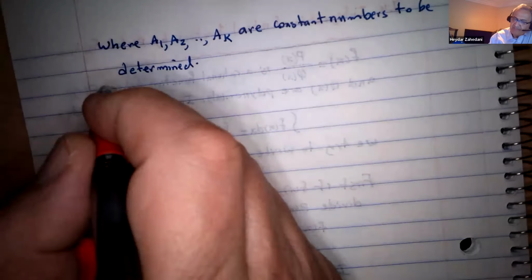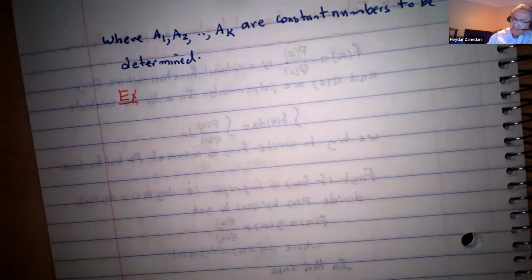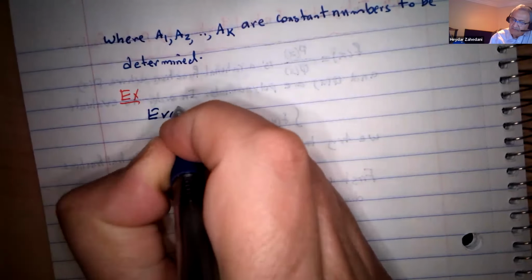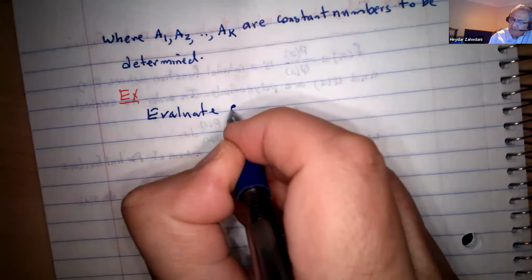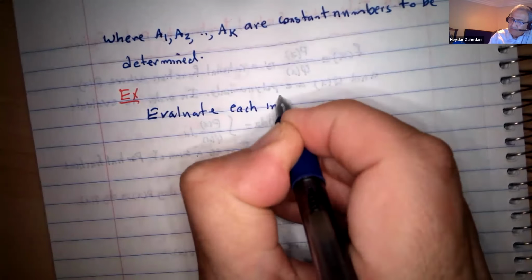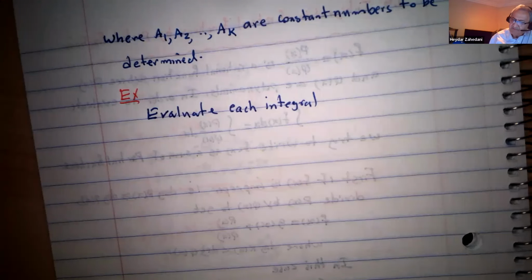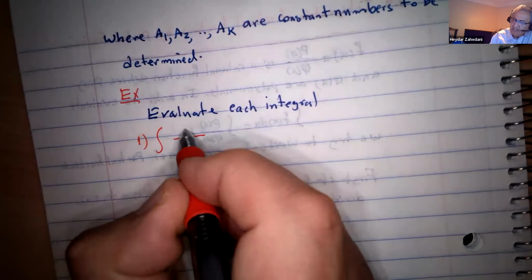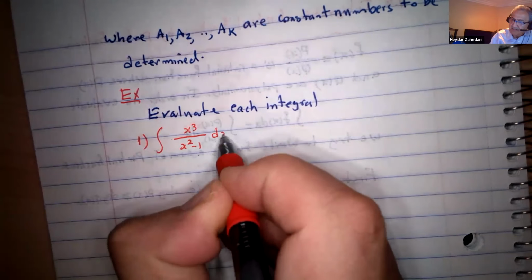Okay, so let's get one example to see how we're going to do it. That would be case 1. So for the example, we want to evaluate, for each integral, the first one: the integral of x cubed over x squared minus 1 dx. That's it.